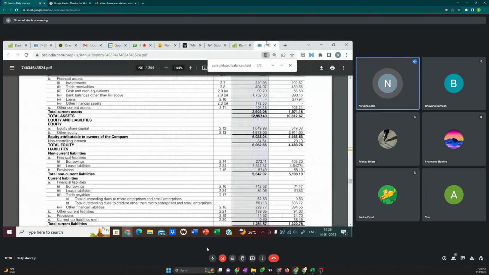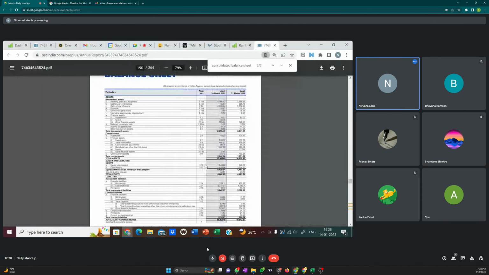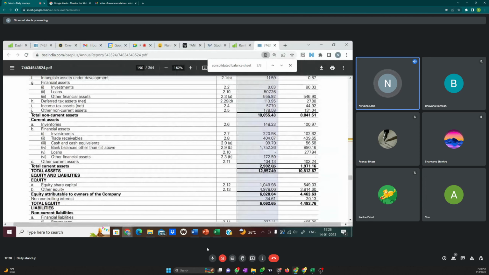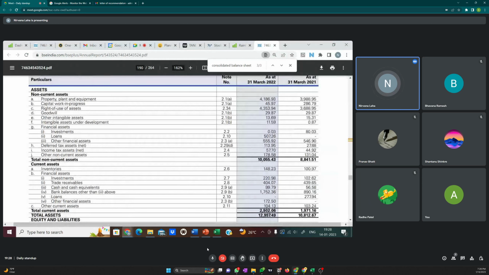So let's take a look at Rainbow, from the annual report only. This is the numbers for 2022. Total current assets is 290 crores. These numbers are in millions, so to convert to crore, you have to divide by 10. 175 crores is bank balances, and 10 crores is cash and cash equivalents.